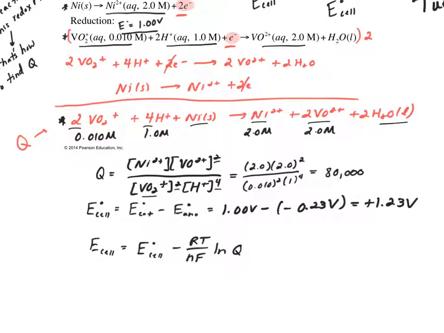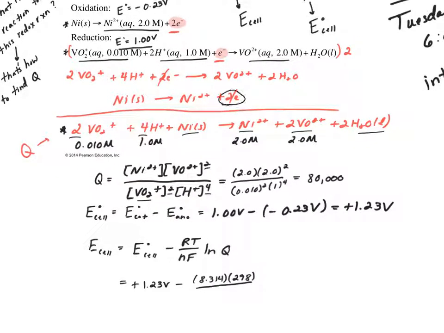So now we'll take that to our Nernst equation. So we've got cell potential, which was our positive 1.23 volts, minus R, 8.314, T, which is 298, over n. n is the number of moles of electrons, and again, that was up here. So this is 2. And then 96485. And then ln of 80,000. So we take the natural log of 80,000. You multiply all of this together.